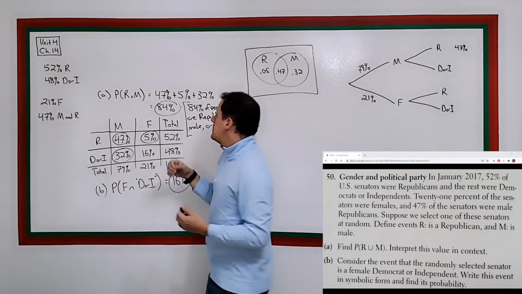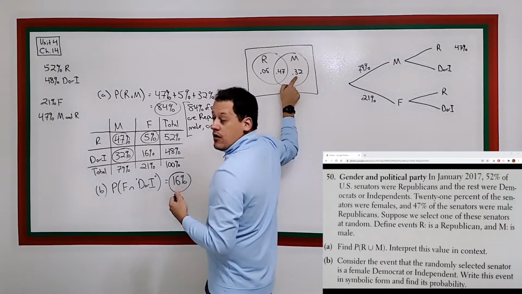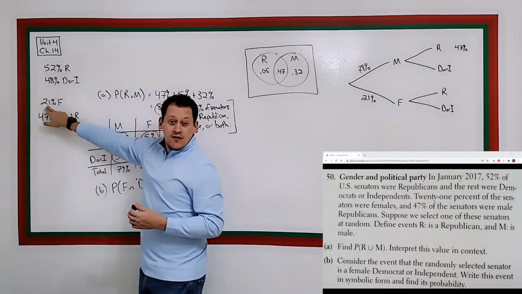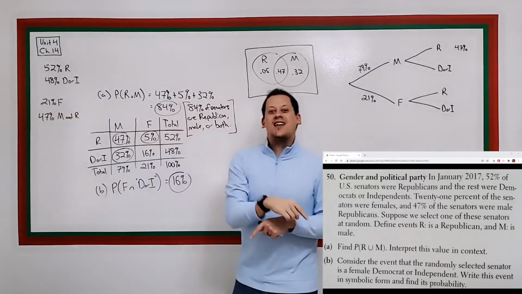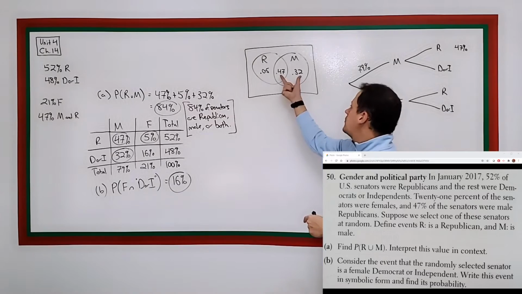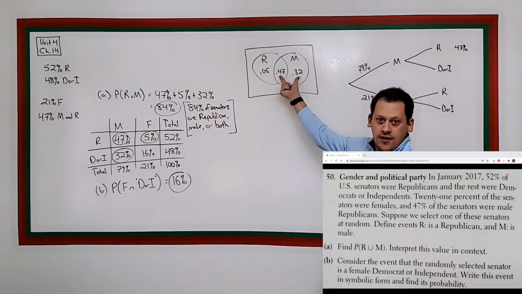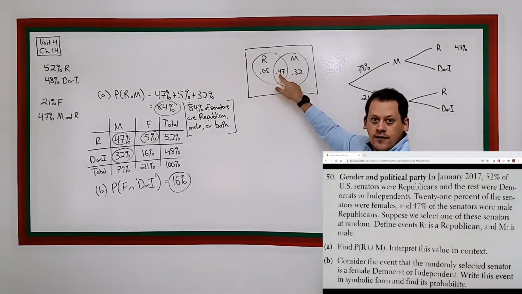And then to figure out this number, you know 21% are female. That means the other 79% are male. So these two numbers would have had to add to 79, and you already had this one.